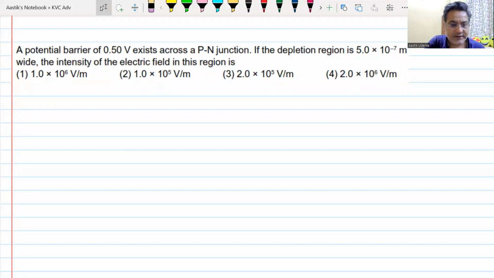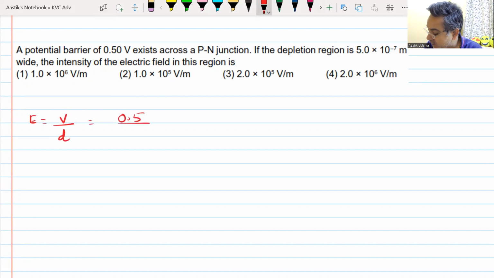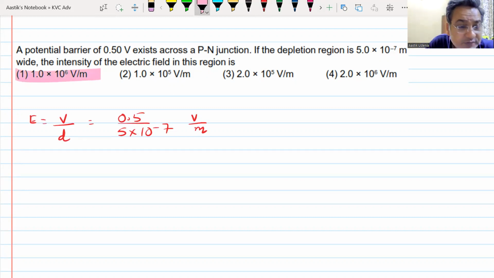Option 2, and how do we get that option? Electric field is V divided by D, so it is 0.5 divided by 5 into 10 raised to the power minus 7 volt per meter. And my dear friends, the answer that I have is option number 1. I hope that you know how to divide. And I won't further comment on it because the more I comment, the worse you get.